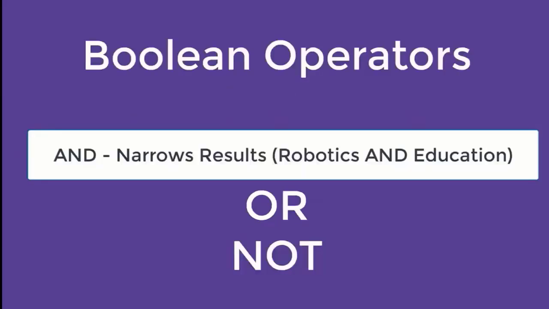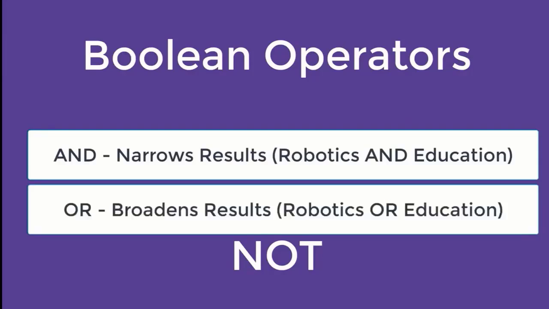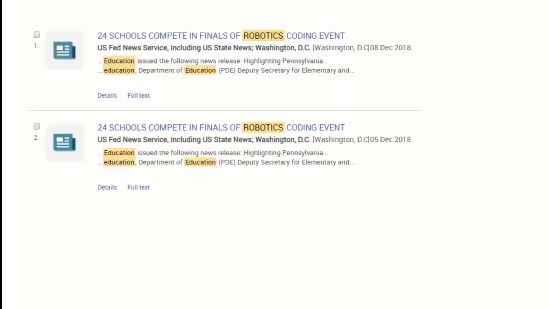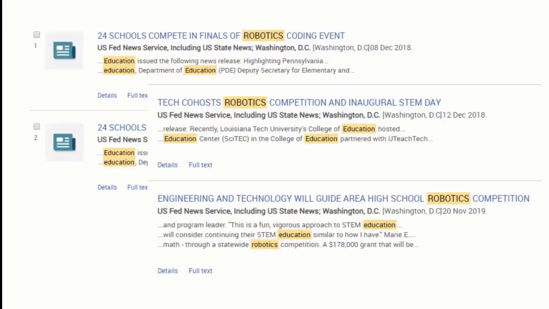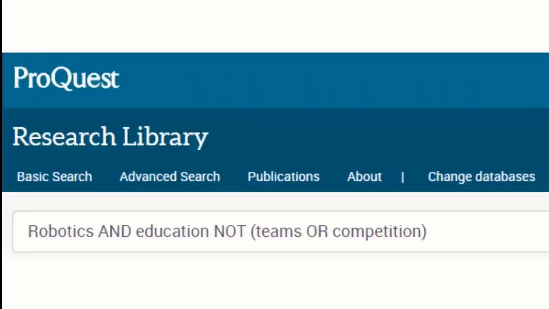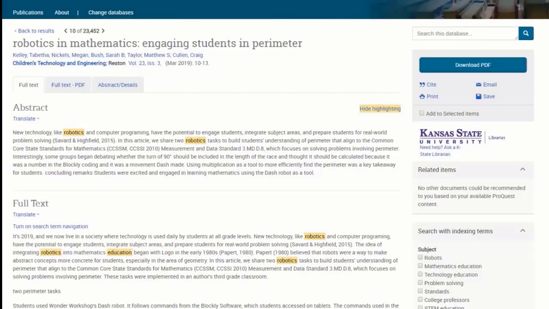Remember the function of Boolean operators. AND narrows down results and forces the algorithm to include all keywords in each resource. OR broadens it out and includes the keywords combined as well as apart. NOT excludes any non-useful keywords. For example, in this case, I may find that I'm pulling too many articles about robotics competitions and robotics teams. Therefore, I can add NOT team or competition to my search term and throw those out.